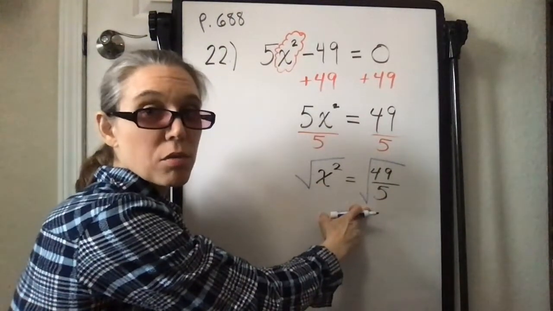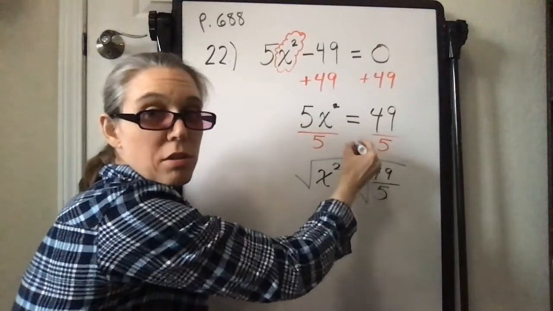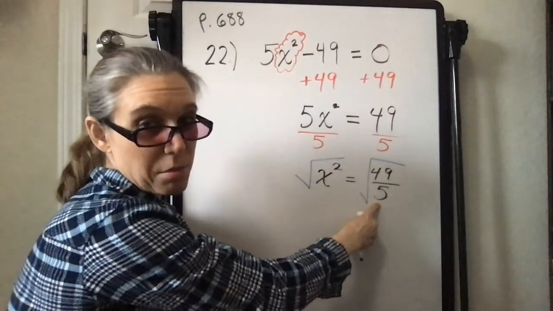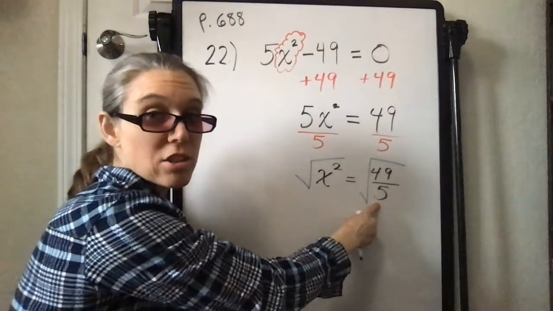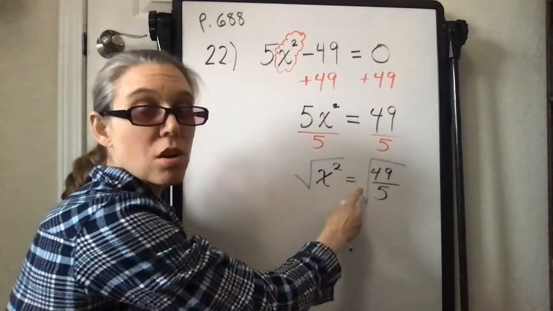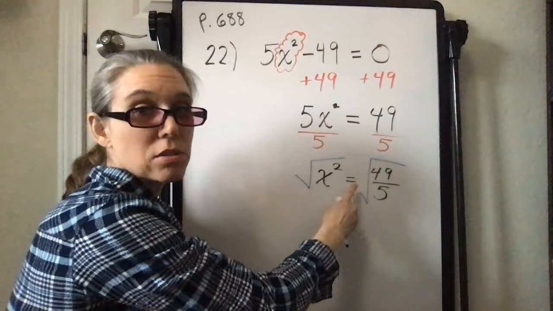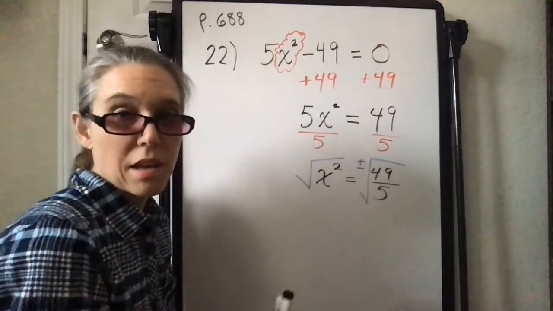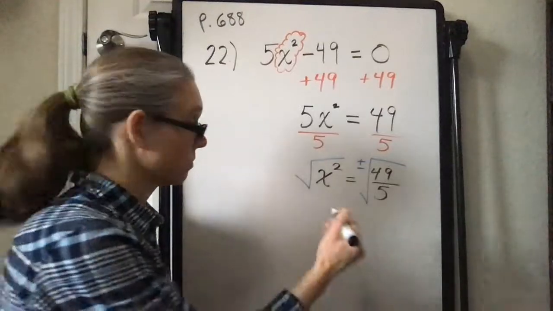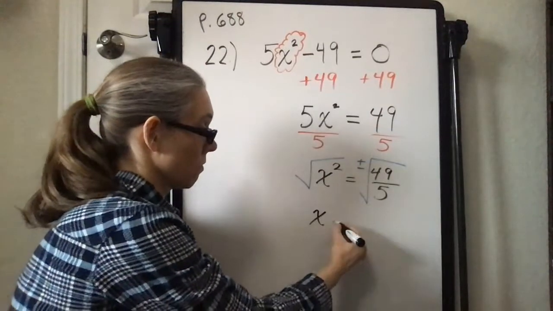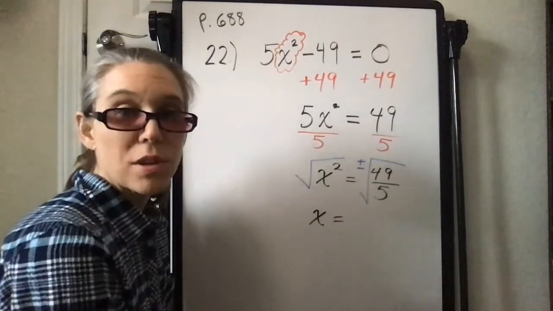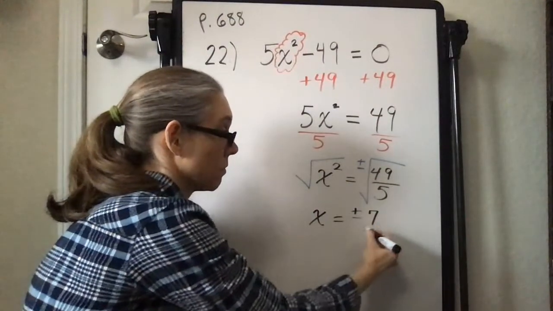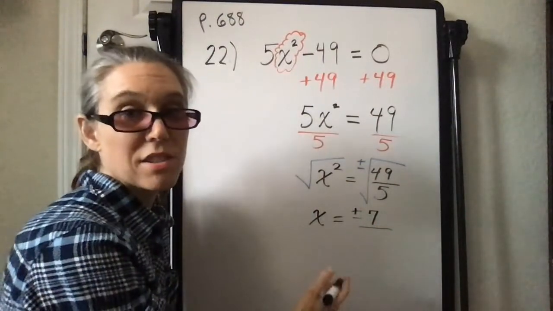And when you take the square root of a fraction, make sure the square root symbol goes low enough that it's clear that the denominator is included inside of the fraction. At this point also, remember we must include the plus or minus symbol. Then in our next line of work, the square root of 49 is 7. The square root of 5 does not simplify.